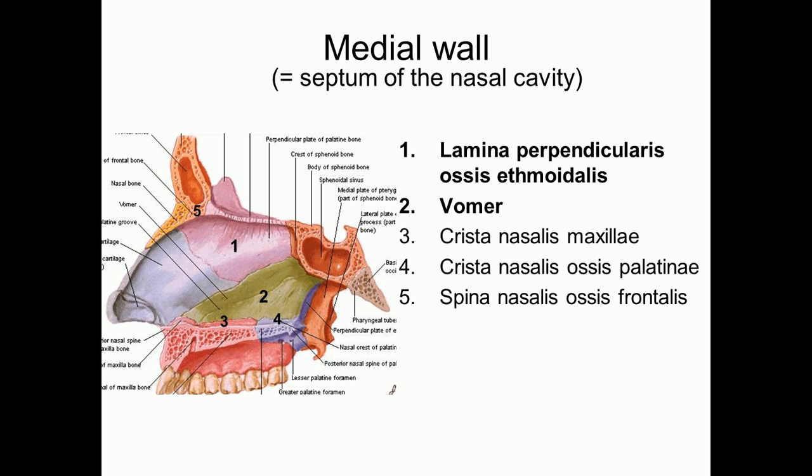Number 5 is spina nasalis ossis frontalis. Here it is. And number 6 is crista sphenoidalis and rostrum sphenoidalis. Here it is, crista sphenoidalis and rostrum sphenoidalis.